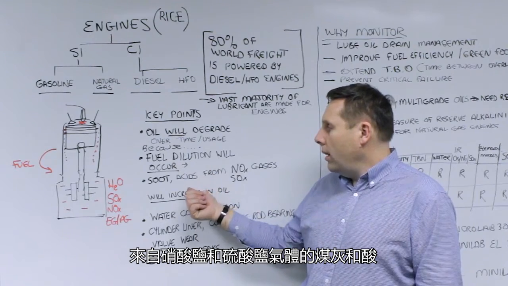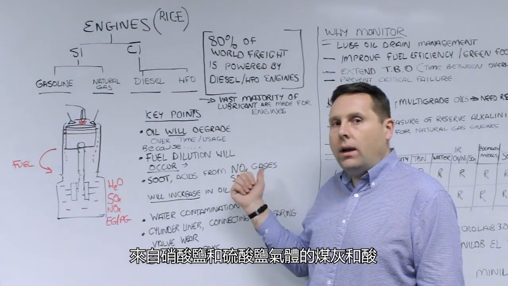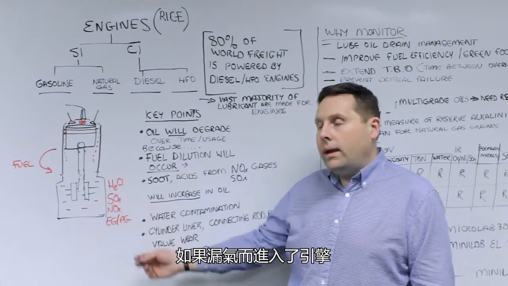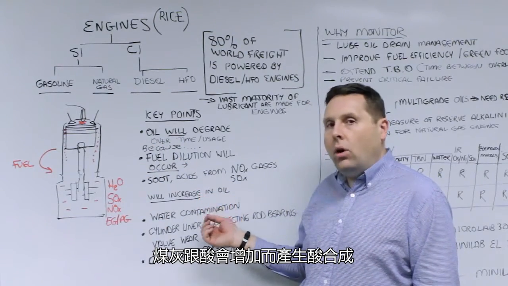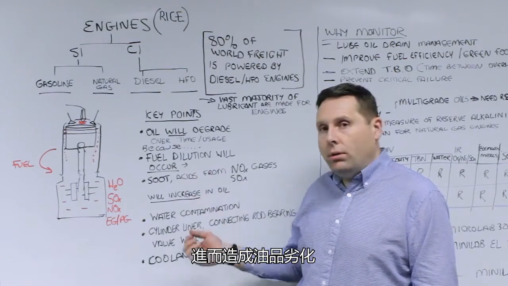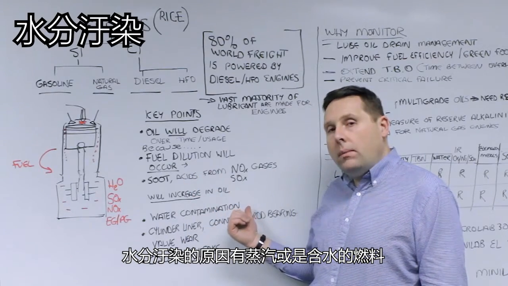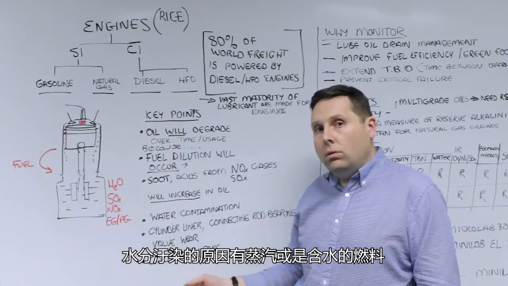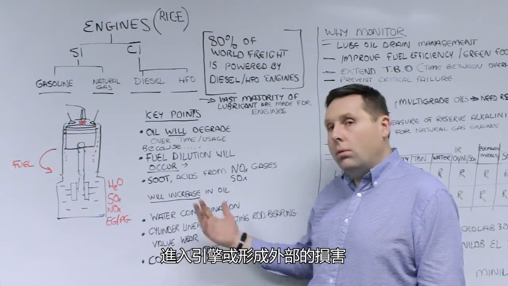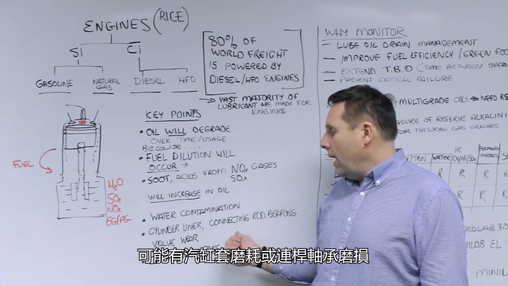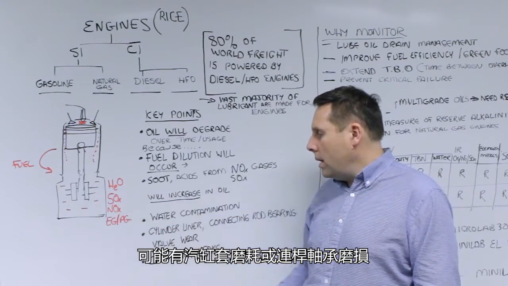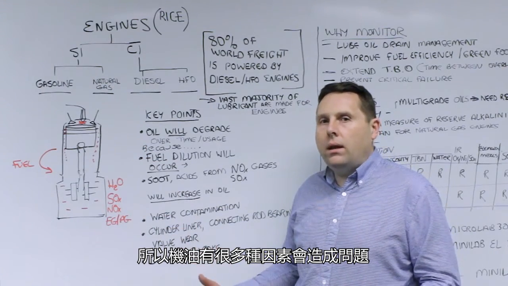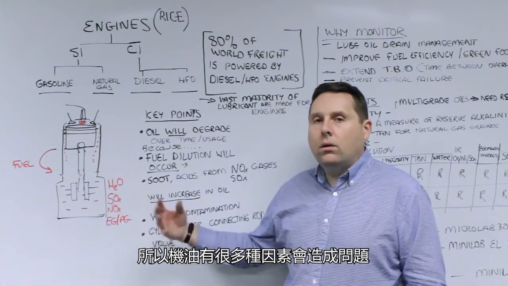Soot, acids from the nitrates and sulfate gases that are as a result of blow-by getting into the engine will increase in the oil and cause acid formation, which degrades the oil. You can get water contamination either by condensation or by the fuel, which contains water getting into the system, or by external ingression. You can have cylinder liner wear, connecting rod bearing wear, valve recession, coolant leaks. So a variety of things can show up in the oil and cause some problems.